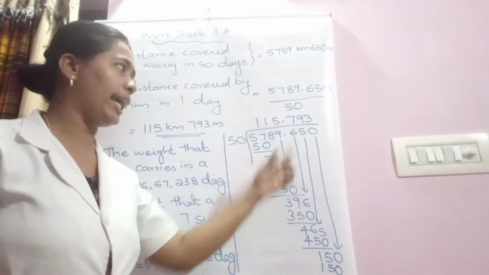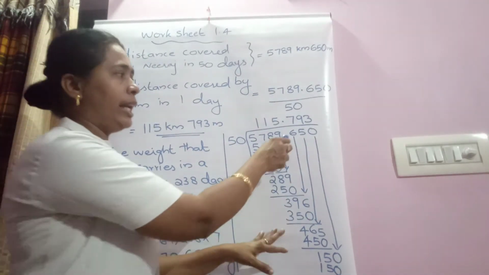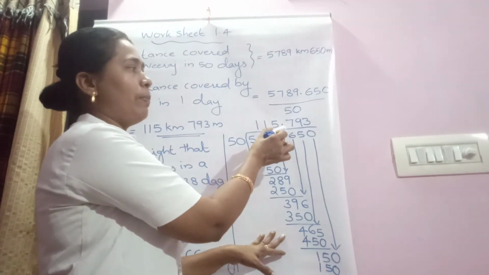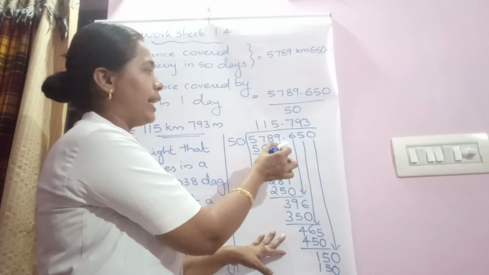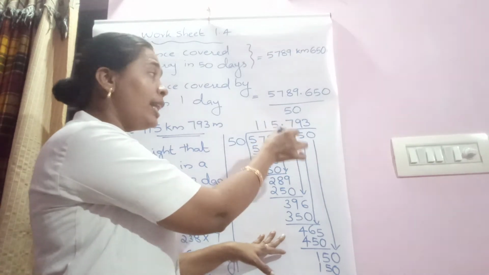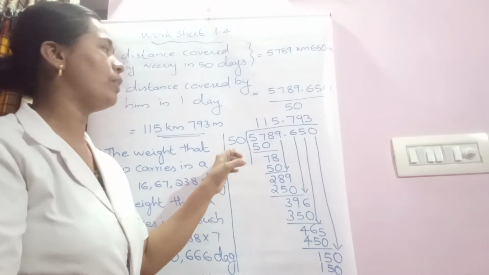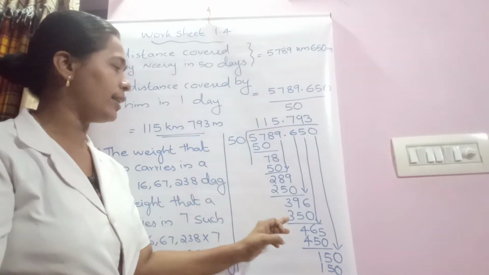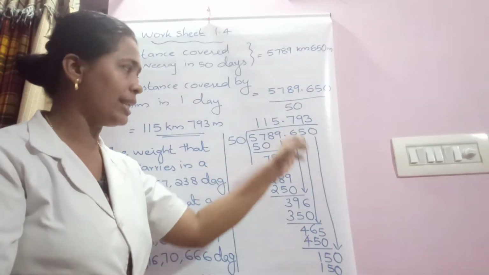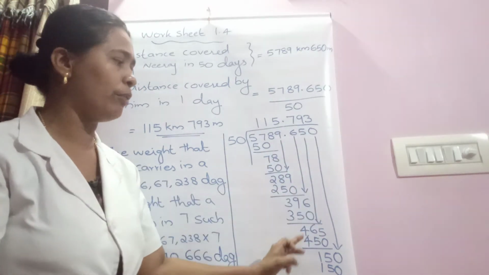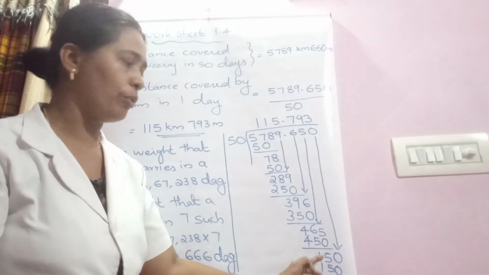Then we have 39, bring down 6, and before bringing 6 down, here is a decimal point. Keep the same decimal point on the quotient also. Then bring down 6. So 396. 396, how many 50s are there? 7 50s are there, 350, 46 balance, bring down 5. In 465, 9 50s are there, 450. So balance 15 only.